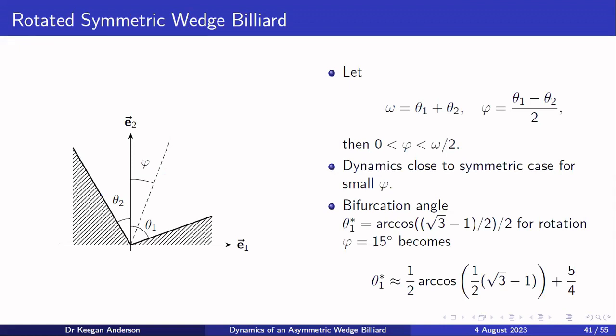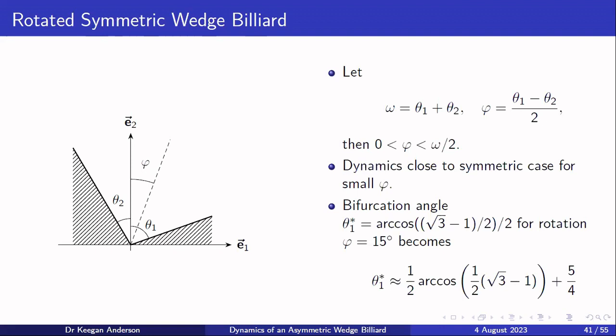Now, studying the asymmetric case, we can talk about specific special cases. The first one is where we choose theta 1 and theta 2 in such a way that essentially we're taking the symmetric wedge and rotating it away from the horizontal. That's illustrated in the top line. Omega is the total wedge angle, if I can call it that, between the two wedge walls. And phi in this equation is the rotation angle, and that's illustrated in the sketch itself.